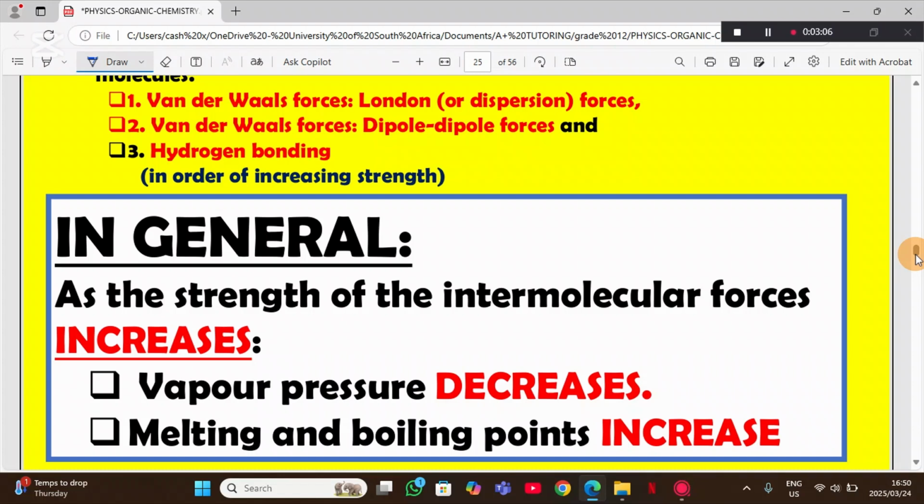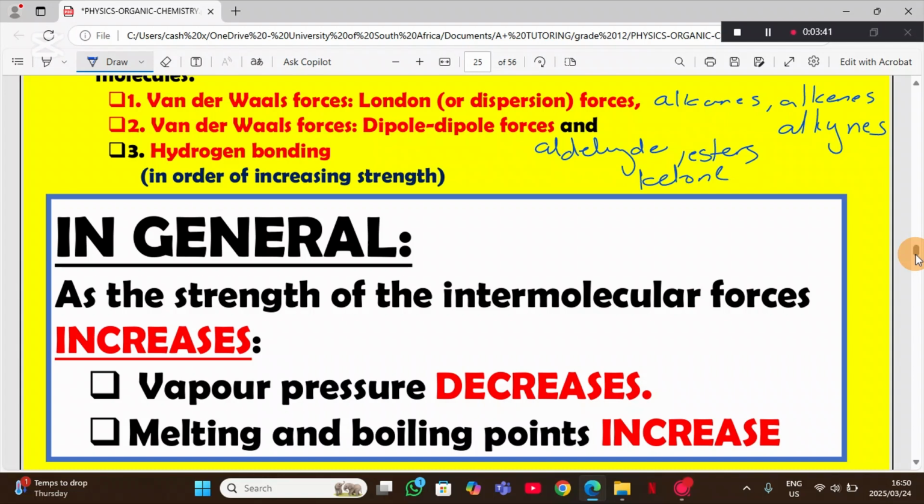For the intermolecular forces, we have the London forces, and then we have the dipole forces and the hydrogen bonding. The London forces are mostly between our alkenes and alkynes, while our dipole forces are between our aldehydes, our esters, the ketones, anything else that has the O, right?